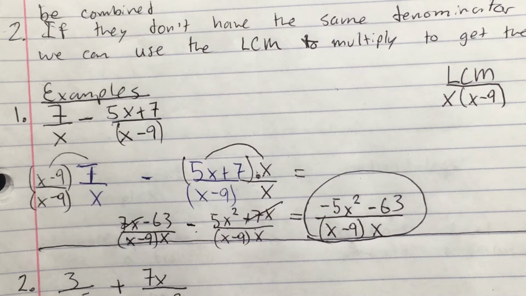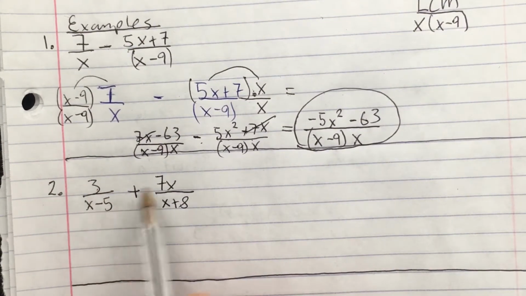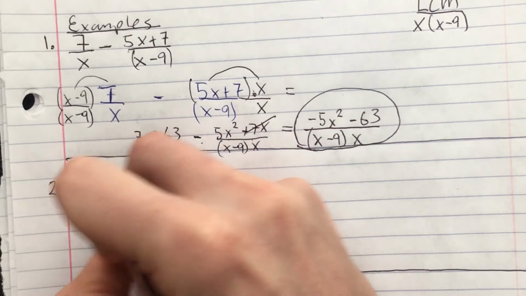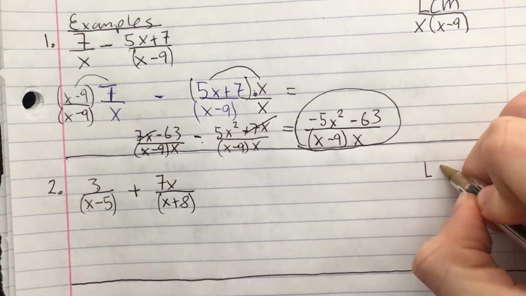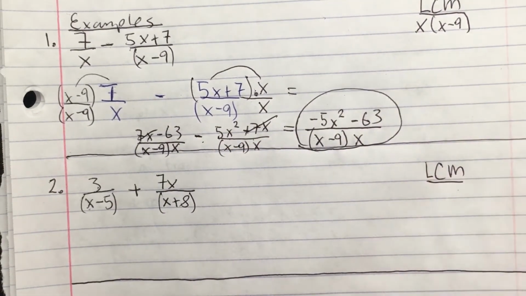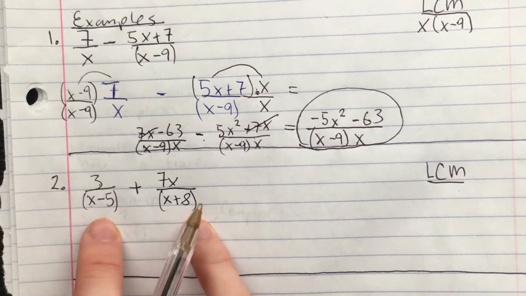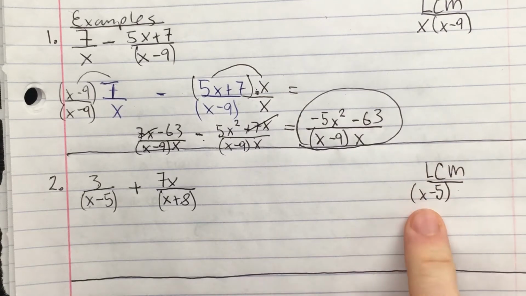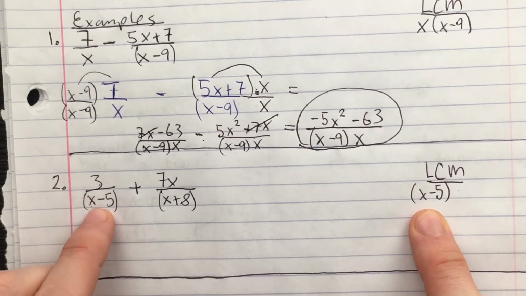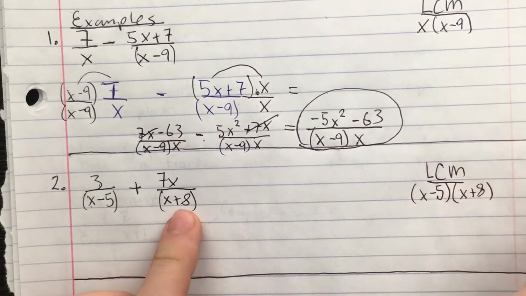So let's look at another example that works similarly to that example that we just looked at. So we're adding 3 divided by the quantity x minus 5 plus 7x divided by the quantity of x plus 8. So again, for the least common multiple, neither of these can factor at all. So we've just got to include each of those. I'm going to include x minus 5 in my least common multiple, and that takes care of that factor. And then I'm going to include x plus 8, and that will include that factor.